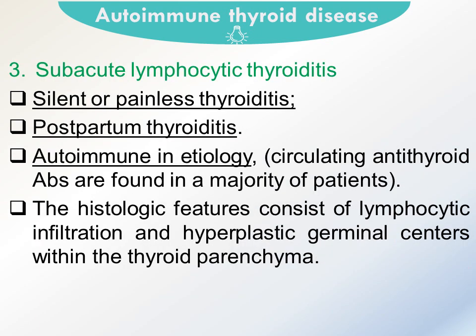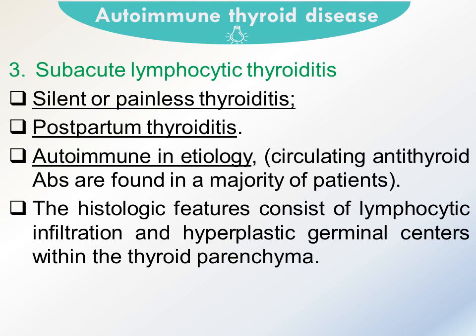The other clinical subtype is termed subacute lymphocytic thyroiditis, also known as silent or painless thyroiditis. The onset follows pregnancy, as postpartum thyroiditis. This disease is most likely autoimmune in etiology, as circulating antithyroid antibodies are found in a majority of patients.